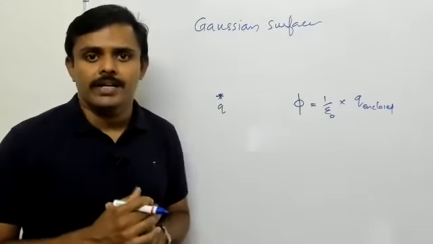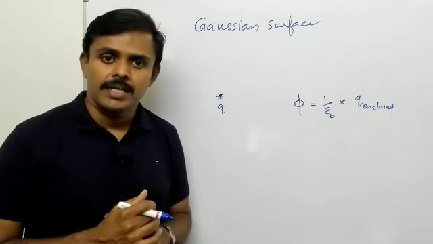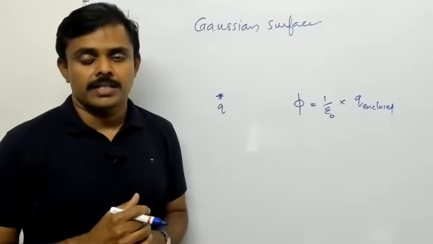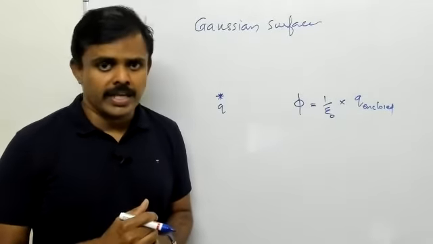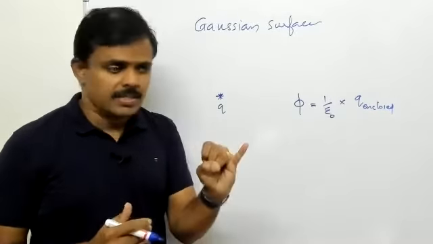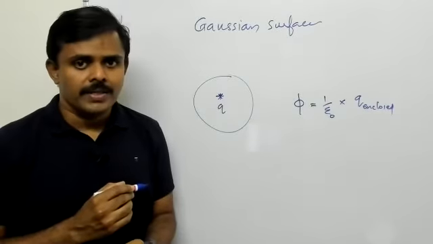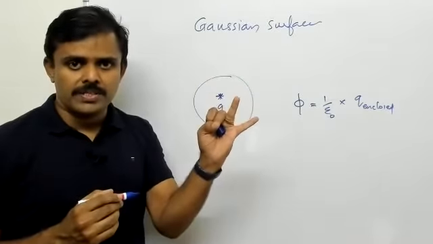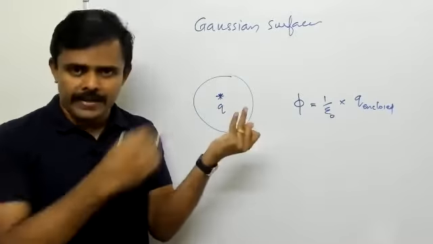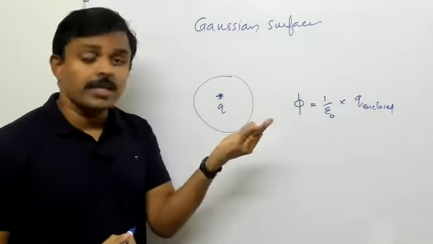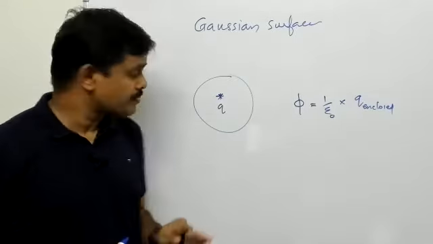One is spherical Gaussian surface. Second one is cubical Gaussian surface. Third one is cylindrical Gaussian surface. Again, spherical Gaussian surface, I can simply draw a sphere around this. This is a spherical Gaussian surface, okay? Number 2, cylindrical Gaussian surface, cylinder. Number 3, we'll have questions coming up later, okay? Number 3, cubical Gaussian surface, okay?